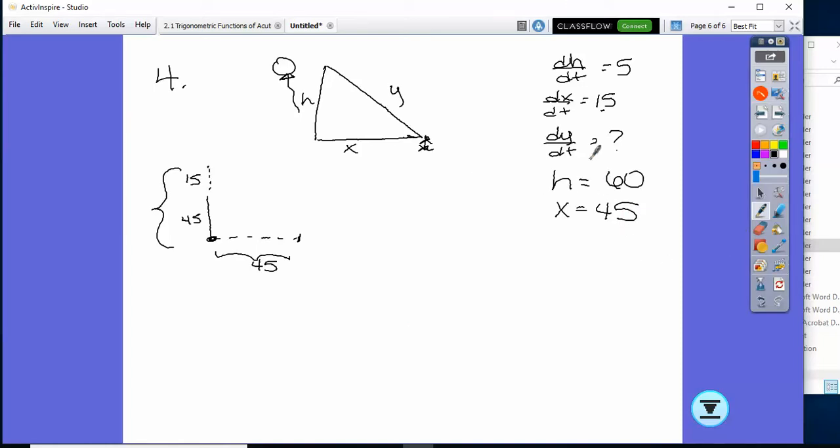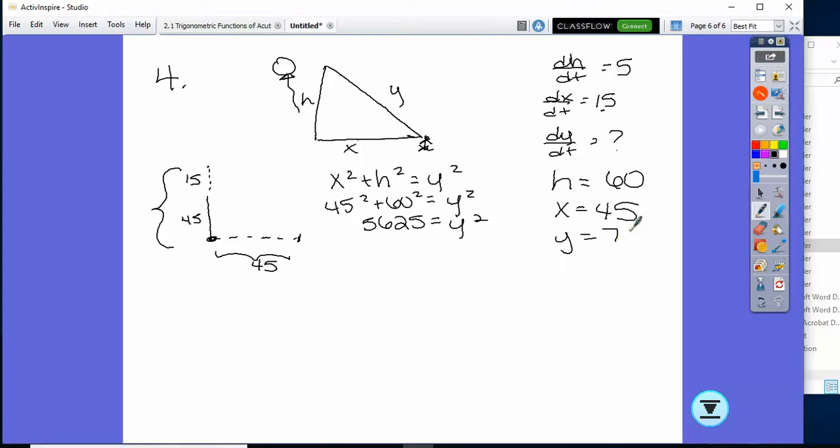We'll probably need our y, but could we find the y for that particular instant? We did the Pythagorean theorem. 45 squared, and so at that instant, the y is 75. These three numbers are all changing. The boy's moving, the balloon's moving, so the distance between them is changing. So none of these things are a constant.